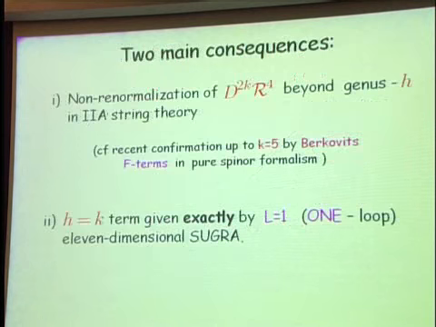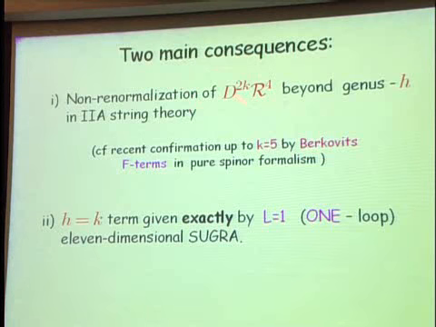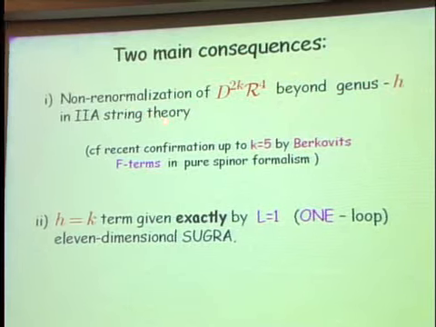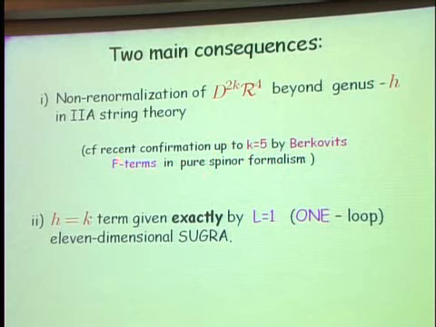So to summarize, what we think is true, but of course there are lots of assumptions that have gone into this, is that D to the 2k r to the 4th is not renormalized beyond genus h in 2A string theory. This agrees, by the way, with some rather recent work by Berkovits up to k equals 5. Now, Berkovits was using supersymmetry, or his version of supersymmetry, his pure spinor formalism. So his results are much more solid.